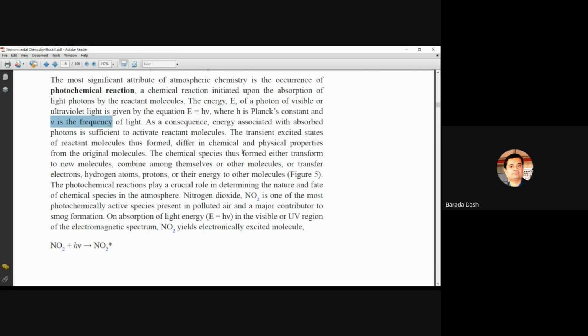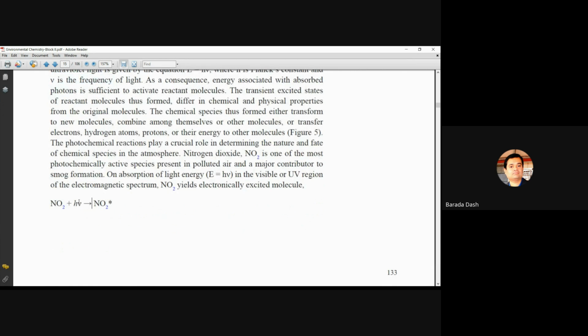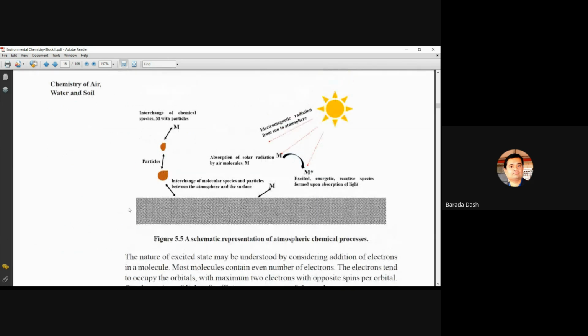Nitrogen dioxide is one of the most photochemically active species present in polluted air and a major contributor to smog formation. Smog is basically smoke plus fog. If they combine together, that is called smog. On absorption of light energy, E equals h nu, in the visible or UV region of the electromagnetic spectrum, nitrogen dioxide yields electronically excited molecules. So NO2, when it absorbs energy h nu, becomes excited NO2, NO2 star. So then what happens? You see the chemistry of air.